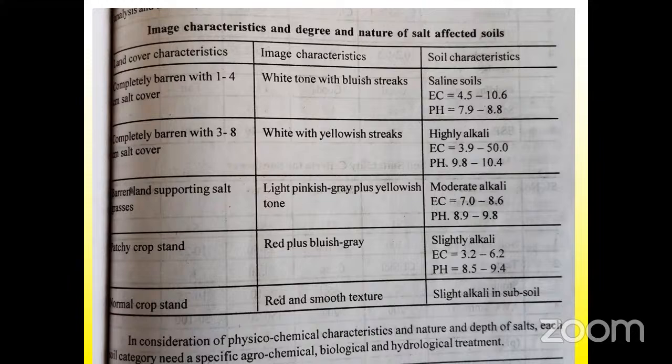White tone with bluish streaks on a surface. We can see white tone with bluish streaks. Small fractures will be seen on a surface. The bluish streaks we can see between this range of pH and EC, electrical conductivity conditions, ion exchanges. Due to these ion exchanges, the electrical conductivity will be impacting the soils.